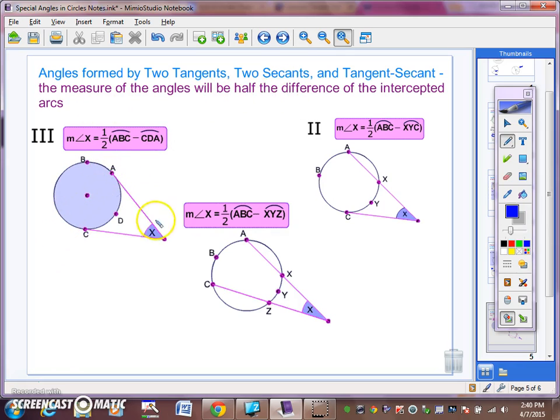Okay, so the intercepted arc on the two tangents, that's going to be ABC. We want to take the larger one, and then we're going to subtract the smaller one, ADC. So we're going to take the difference, subtract them, and then take half. Same thing here with the secants. The secant is intersecting at ABC and XYZ. Those are the intercepted arcs. We're going to subtract them and take half. And with our secant and tangent, we have the intercepted arc ABC, the larger one, and we're going to subtract XYC as well. So these have the same formula.